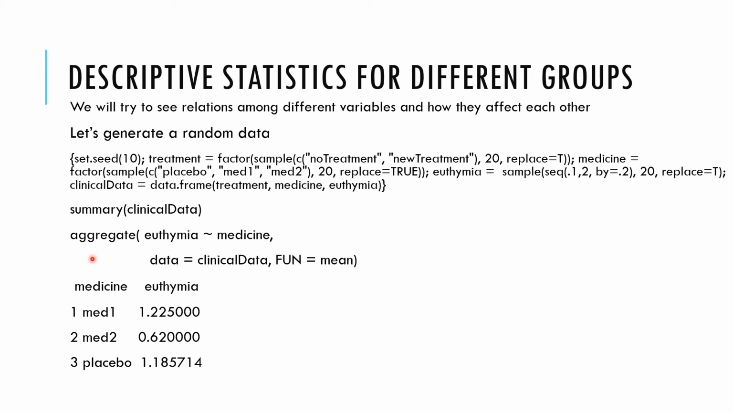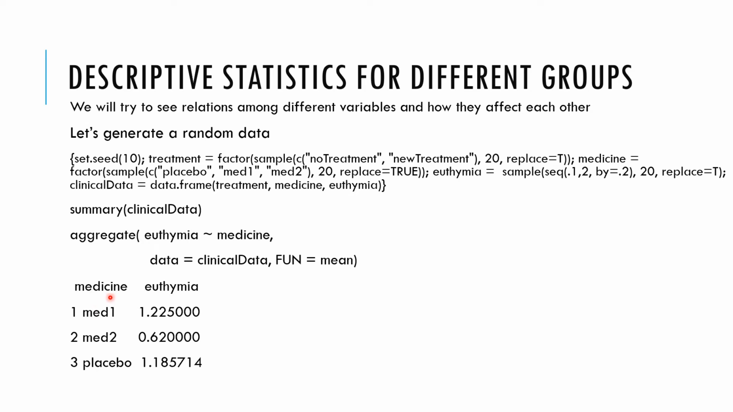You can do the same thing and you can see the summary on your system. Now aggregate is a function which shows us how we look at the relation between different variables in a data frame. So you use this aggregate, and on the left side you have eudaimonia, because this is what we are measuring. What is the effect of medicine on eudaimonia, then a tilde, and then the data you provide. These are the arguments. Data, so clinical data. For the function, you can also write summary here, but we are using mean. We are seeing the effect of medicine on the patient in terms of eudaimonia.